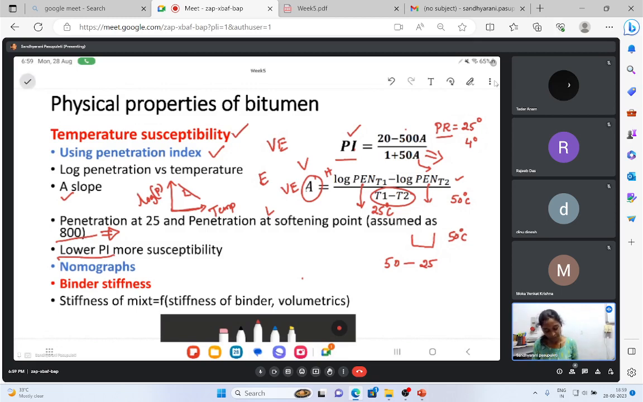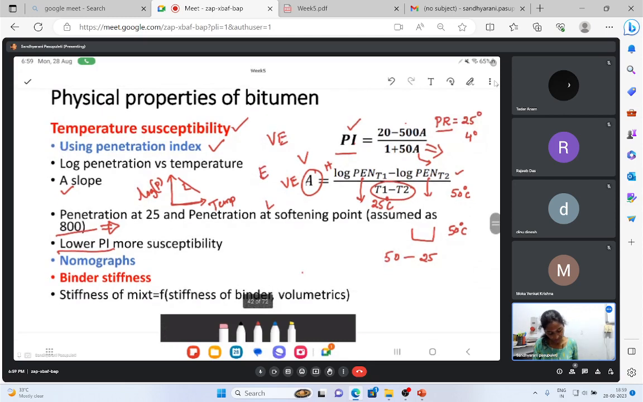In addition to the temperature susceptibility, another important thing is the stiffness of the mix. Though we are discussing the properties of bitumen, why are we even discussing it? Finally, our interest is when I use this bitumen in the mixture for laying the pavement. So mixture properties, mixture stiffness, and mixture performance are our final goal. To understand mixture performance, we study the properties of aggregate separately and the properties of bitumen separately.